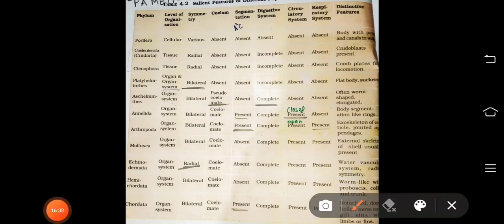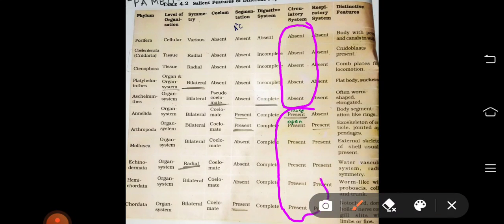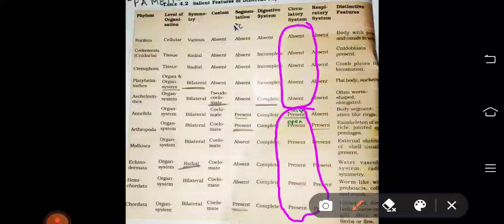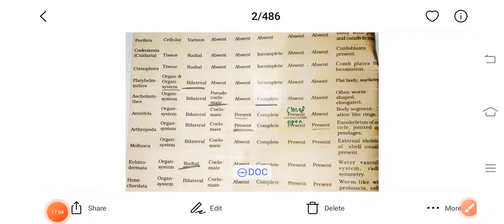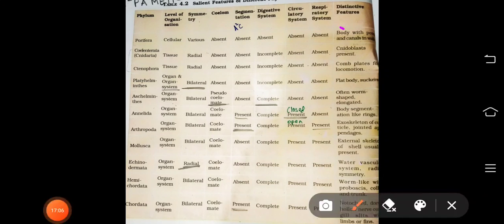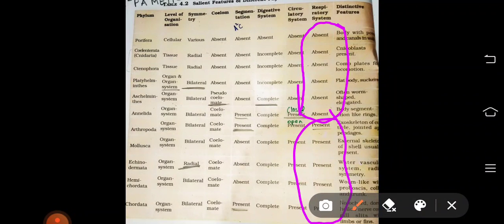Let's see the examples. The circulatory system is absent from Porifera to aschelminthes, and it is present from Annelida to Chordata. Now let's see the respiratory system. The respiratory system is absent from Porifera till Annelida, and it is present from Arthropoda till Chordata.